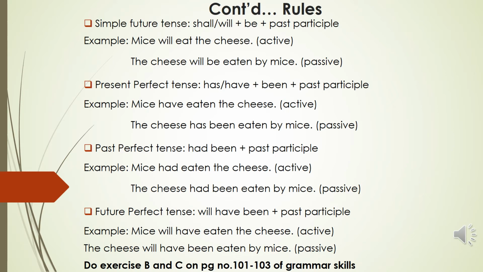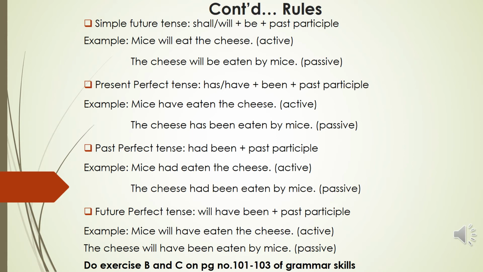If your active sentence is in present perfect tense, means there will be a has or have in the sentence with the third form of verb, then how will you change it into passive voice? You will add the word been. Has, have plus been plus past participle. For example, mice have eaten the cheese. The passive will be: the cheese has been eaten by mice. We are using has here because it is a singular subject, cheese.